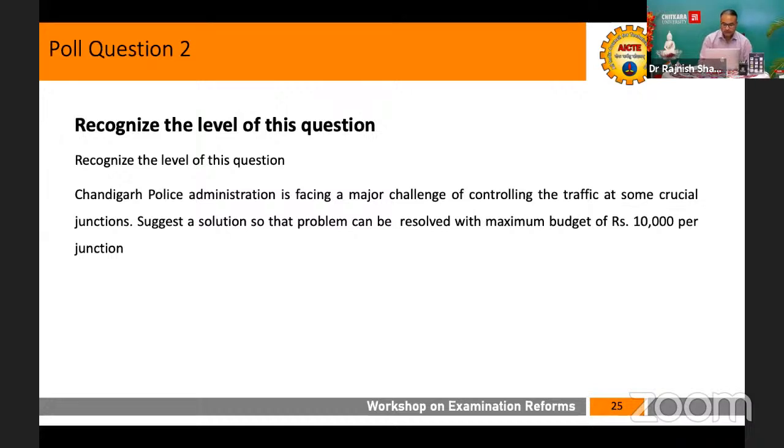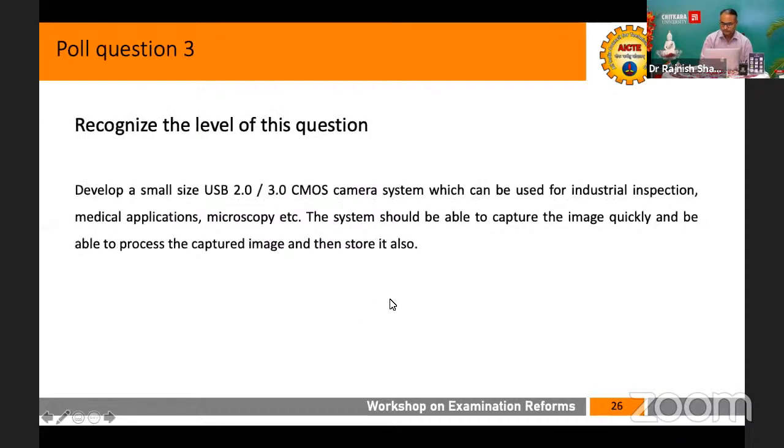Okay, we can close this poll, please, and we'll go to the next poll. Next poll is, please activate the next poll, please. It says develop a small size. You need to enable me to read this screen, at least one screen.